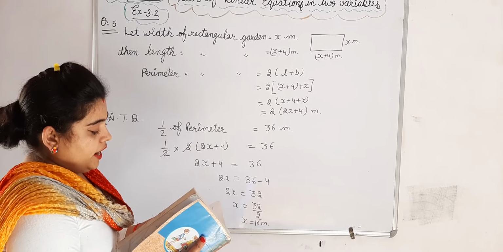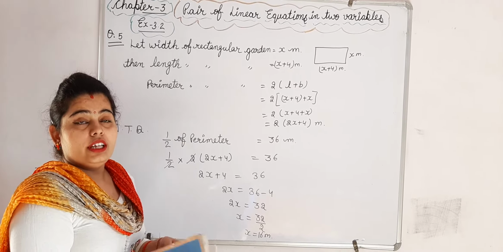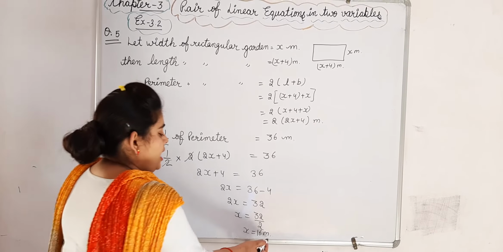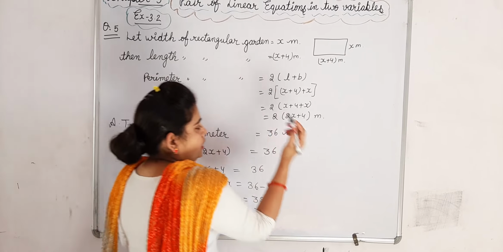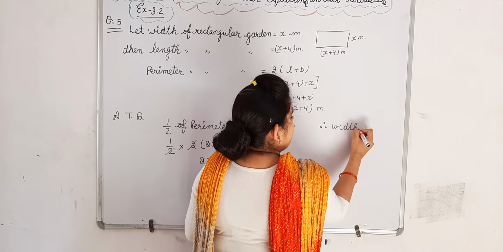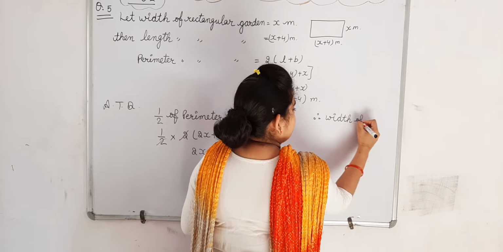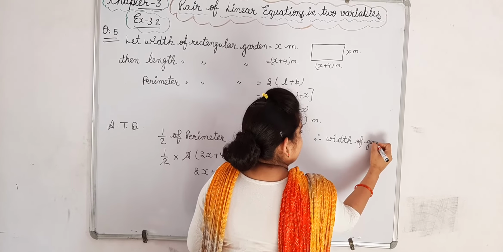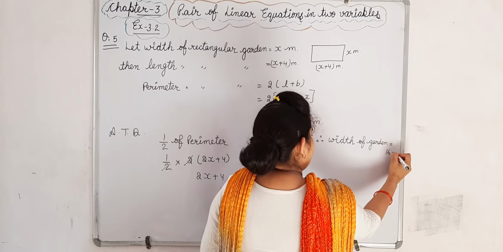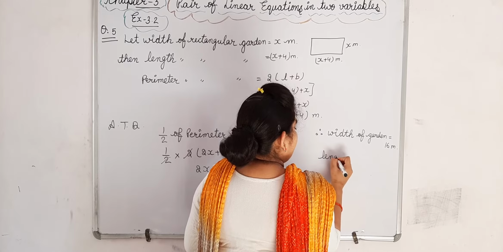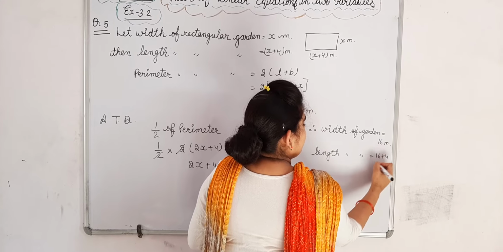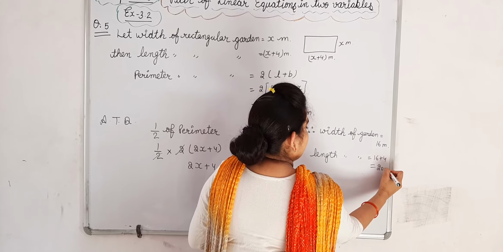Now what we have to find? Find the dimensions of the garden. Dimensions means length and breadth. And x is what? Its width. So width of garden is equal to 16 meter. Length of garden, 16 plus 4 means 20 meter.